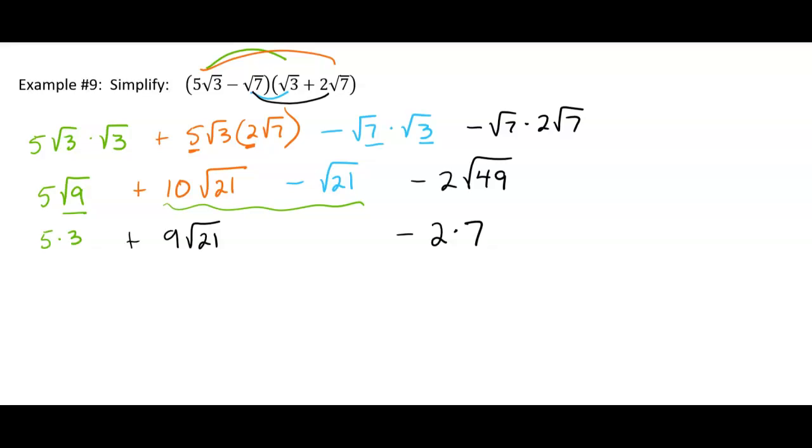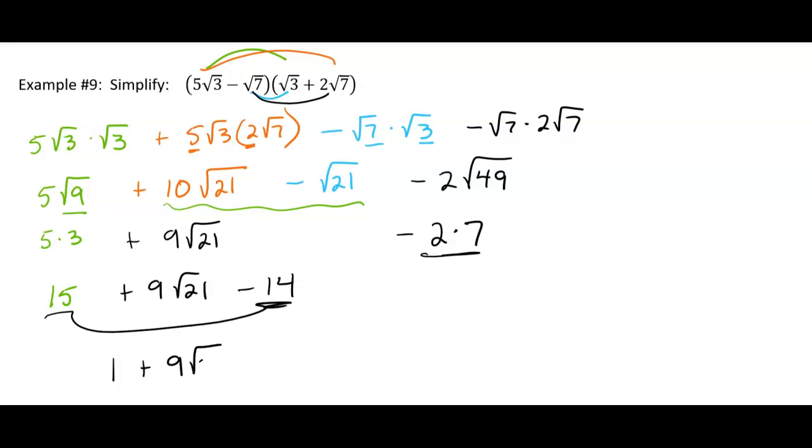Okay, so I get 15 here plus 9 square root 21, and then I have a minus 14 on that back part there, 2 times 7. Okay, 15 and minus 14, those two can combine. So 15 minus 14 is 1 plus 9 square root 21.